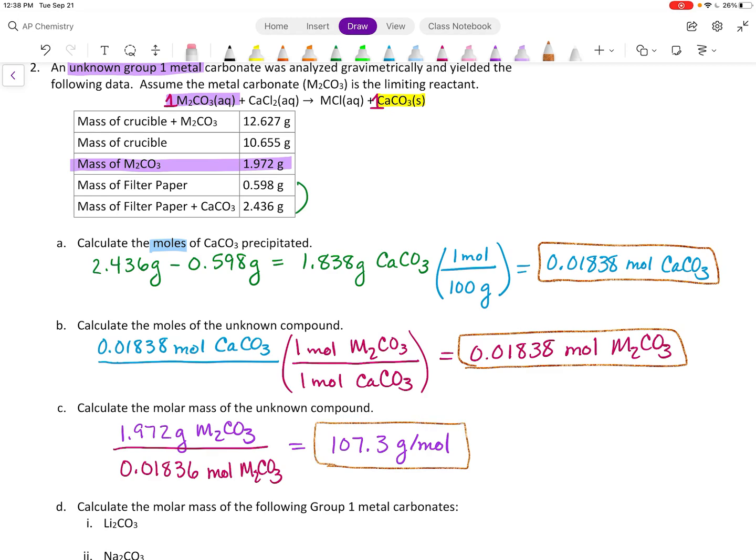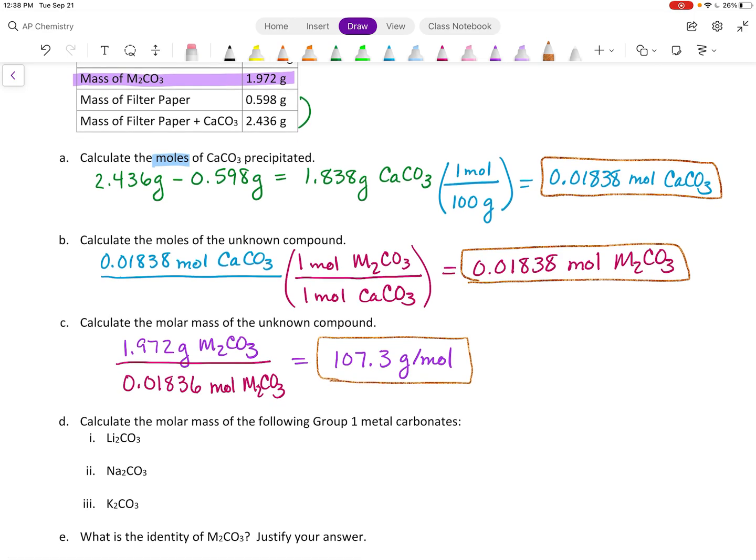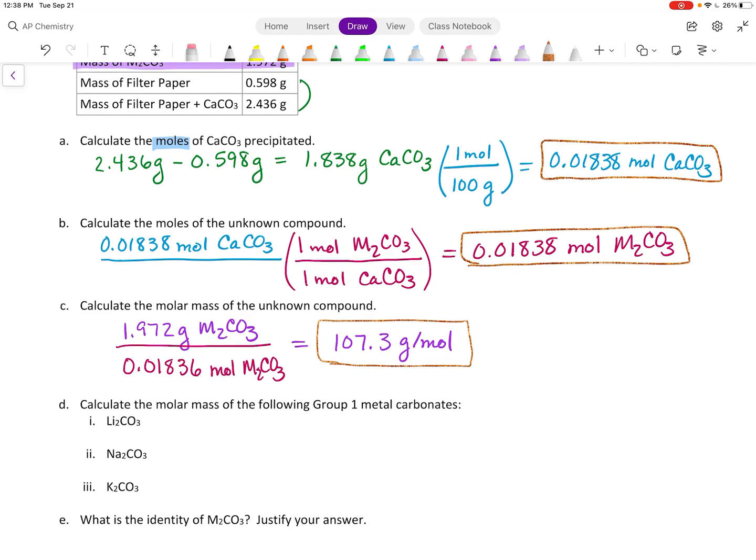So then the question becomes, if it's a group 1 metal, that means it's potentially lithium, sodium, or potassium. To be able to compare these, we want to know the molar mass of each one of these. I'm just going to write them down. If you need any assistance with that, please let me know. Lithium carbonate should be approximately, rounding to the whole number, 74 grams per mole. Sodium carbonate is going to be around 106 grams per mole. And potassium carbonate is 138 grams per mole.